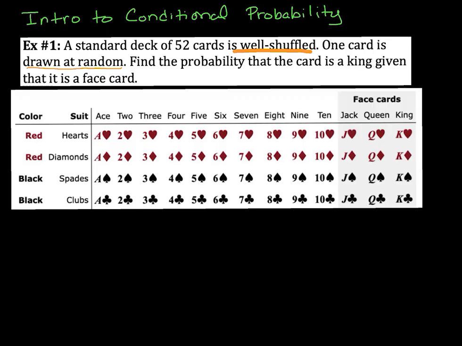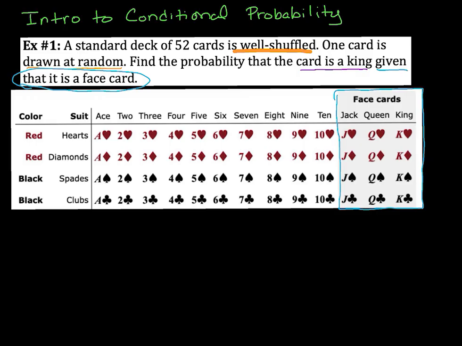So remember, the given means that we're reducing our world to this part of the original sample space. I have the entire sample space for cards, which is any card that you can get, but now we're saying, given that it's a face card, so we know it's a face card, of the face cards, how many ways are there to get a king out of how many? So the card is a king, right?